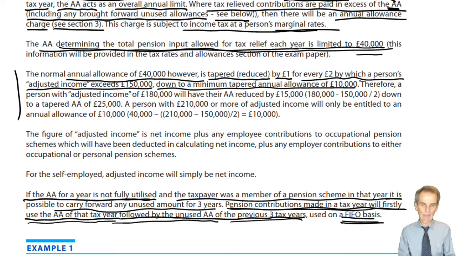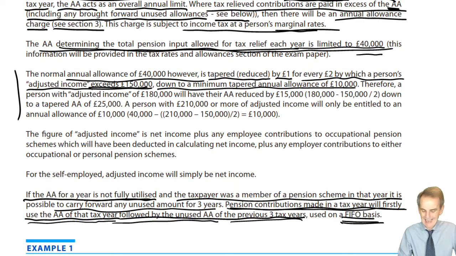This is a different exercise. Please do not confuse the two. So, the normal annual allowance of 40,000 tapered down to a minimum of £10,000. The tapering only applies if adjusted income exceeds £150,000.